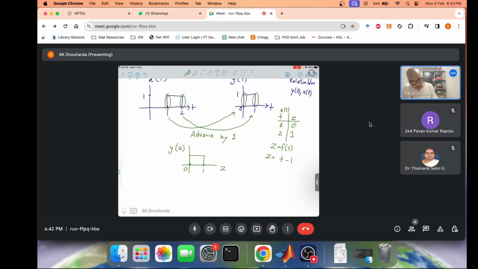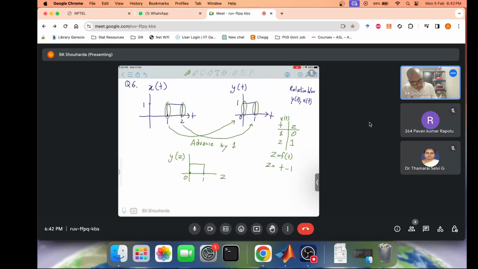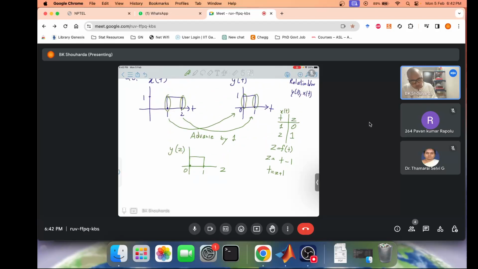y of z is 1. And what is z? z equals t minus 1, so t equals z plus 1. So what is this equal to? x of z plus 1. Okay, now back substitute the variables. By back substitute I mean replace z by t. You have x of t plus 1. That's it.